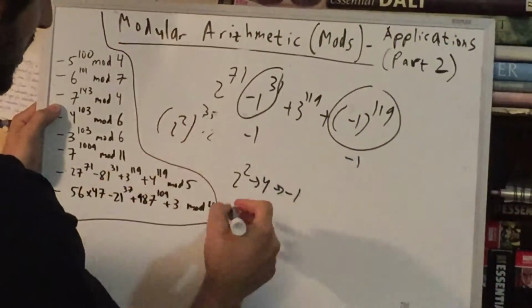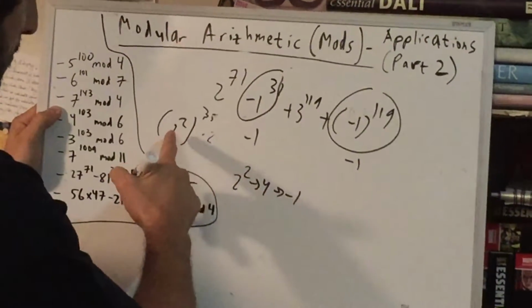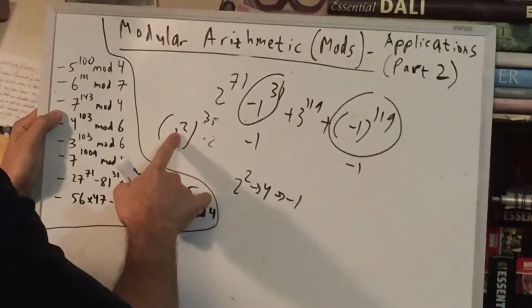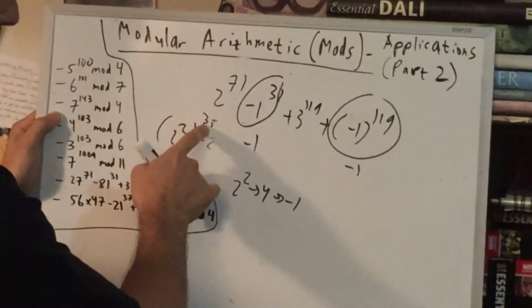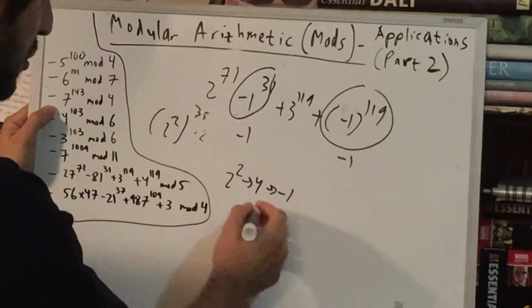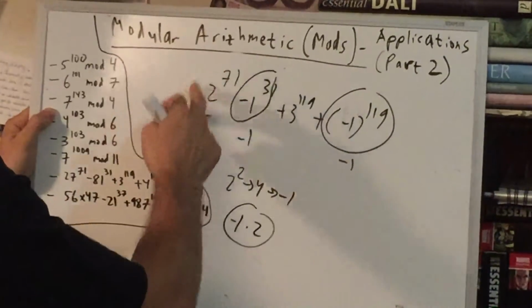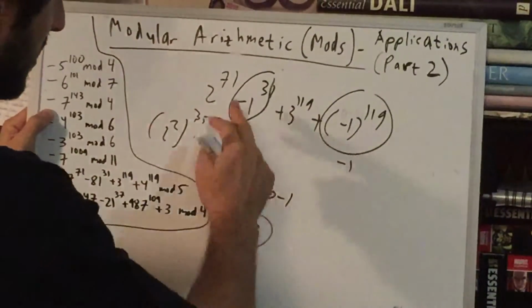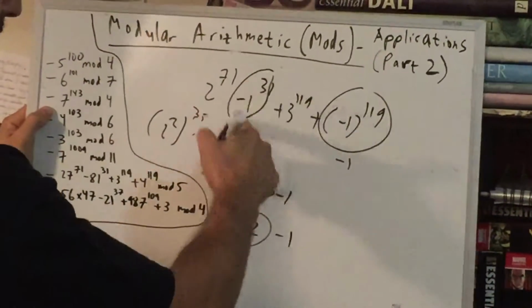So this term becomes, this 2 squared is -1. -1 to an odd power is -1. So we're going to have -1 times 2. And that's the result of this first part. All right, let's copy this over. The -1 is from here.